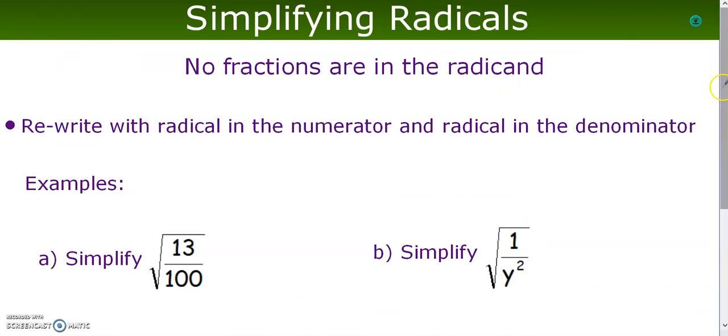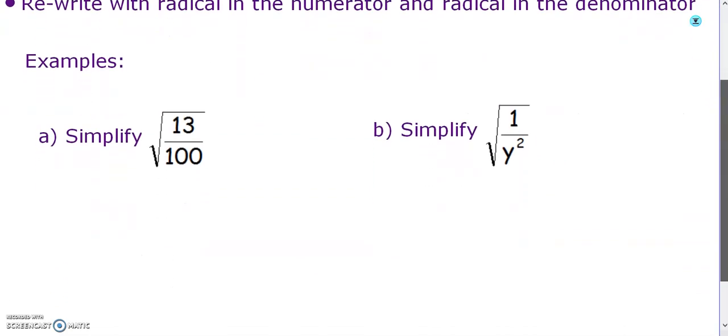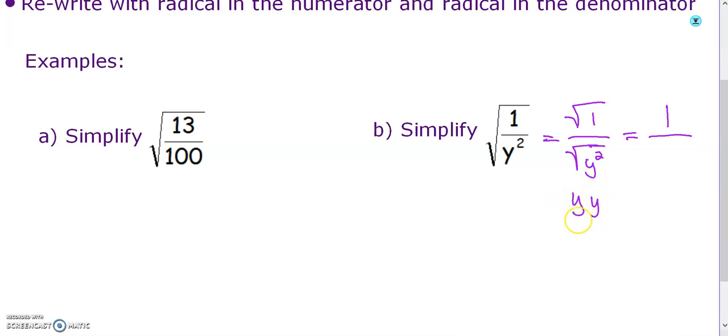Let's take a look at simplifying with the fraction. So here I have it. We break it into two pieces. We're going to, again, look at b. I'm going to break this into the square root of 1 over the square root of y squared. The square root of 1 is 1. What's the square root of y squared? Well, if I need to, I can factor it. I have two y's. They come outside the radical and they're listed once, and that's my answer.